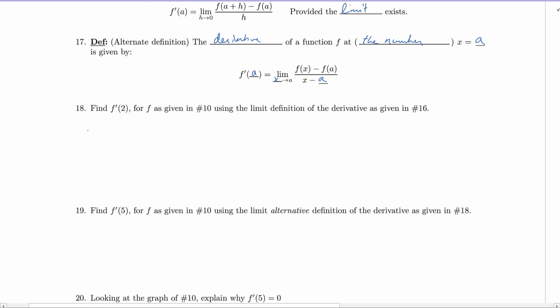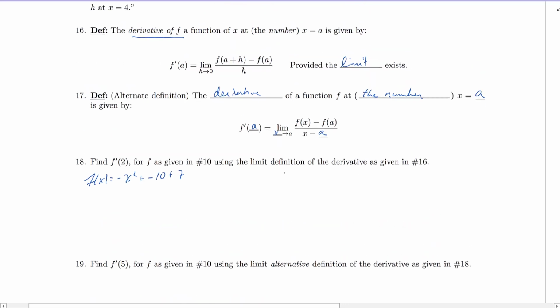So using the same function that we had in number 10, which was the function f of x is equal to negative x squared minus 10x plus 7, let's go ahead and use the original limit definition, and let's calculate f prime of 2. So f prime of 2 is equal to the limit as h approaches 0. So 2 is playing the role of a in the definition, so what's that going to be? It's going to be f of 2 plus h minus f of 2 all over h.